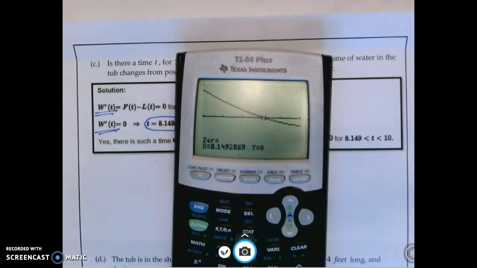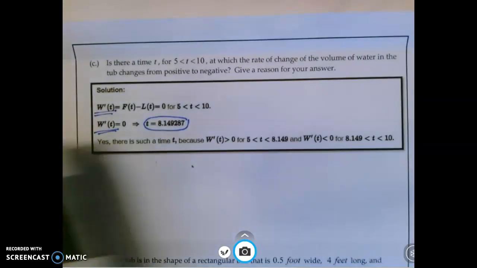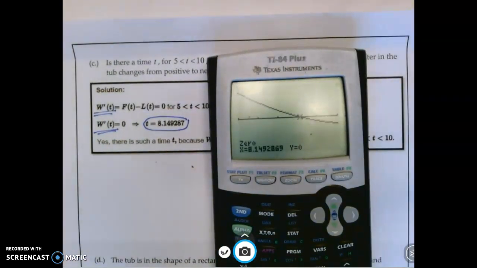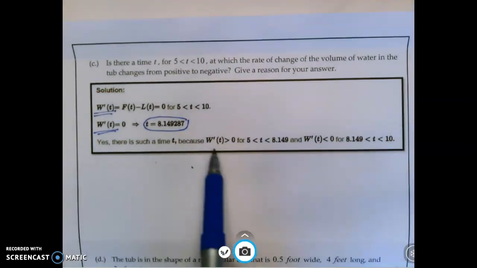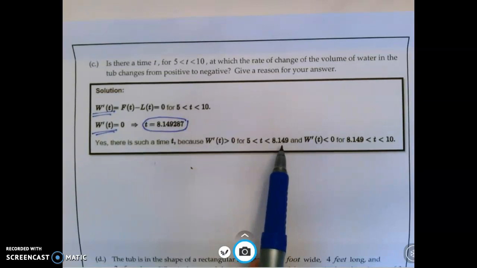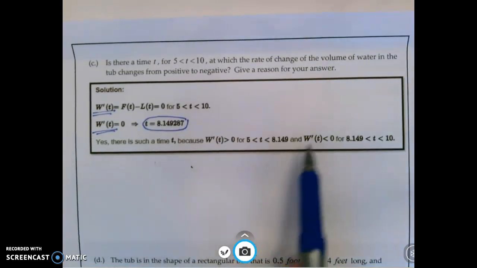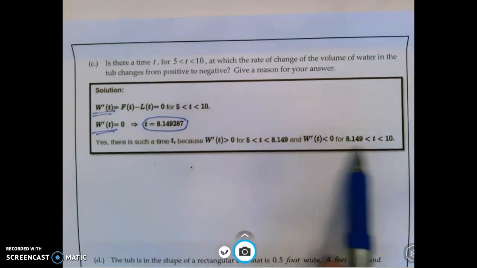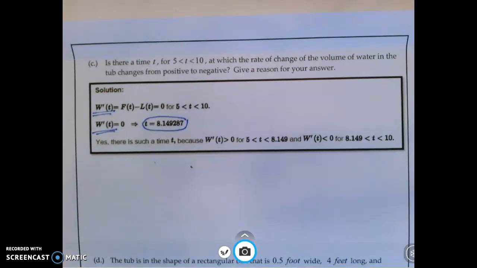And the question is, specifically, does it go from positive to negative? And the answer is yes, it does go from positive to negative, because W prime is greater than 0 from 5 to 8.149, and W prime is less than 0 from 8.149 to 10. So there's no reason to go into great detail, but you just explain that.